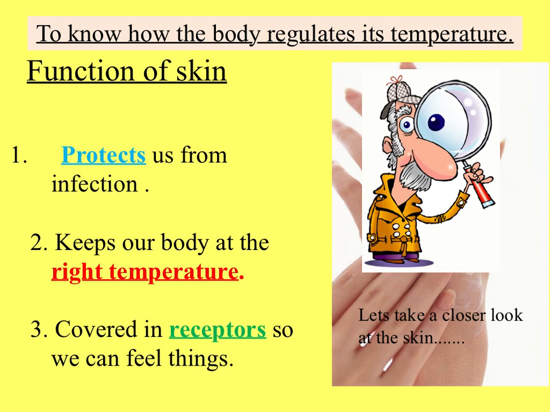Okay, the function of the skin then. We need to know the 3 functions of the skin. It protects us from infection, because it's a physical barrier. It helps stop microorganisms like bacteria and viruses from entering and getting into our bloodstream. It keeps our body at the right temperature, which is what we're going to look at in this lesson. And we're covered in receptors so we can feel things, which you did last lesson, I think, in Miss Farr's lesson. We have receptor cells in our skin so we can feel heat and pressure, etc., to cause a reflex action. If you touch something really, really hot, the receptors will say it's really hot and you'll pull your arm away in a reflex action.